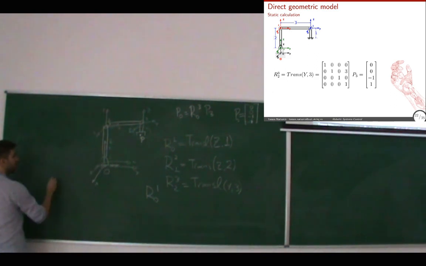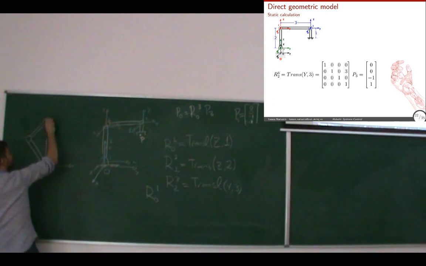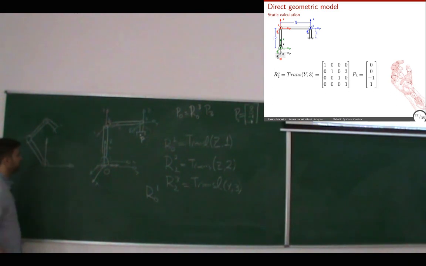Let's say the robot was not like this, but I have my fixed frame. Am I still in the camera? Yes? Okay. So I do it like this. Let's say the first joint moved, but the other joints did not move. Okay?